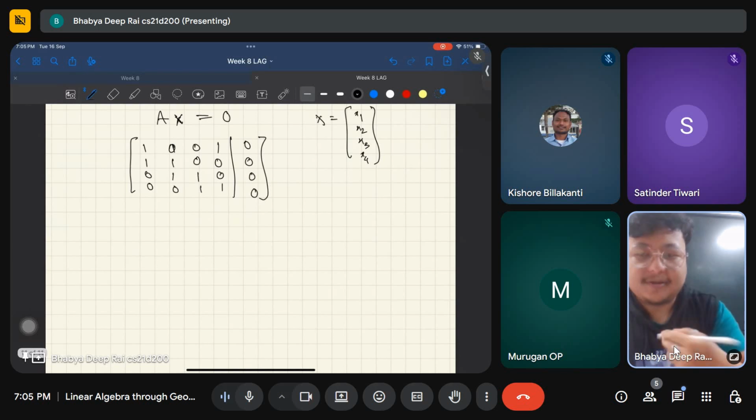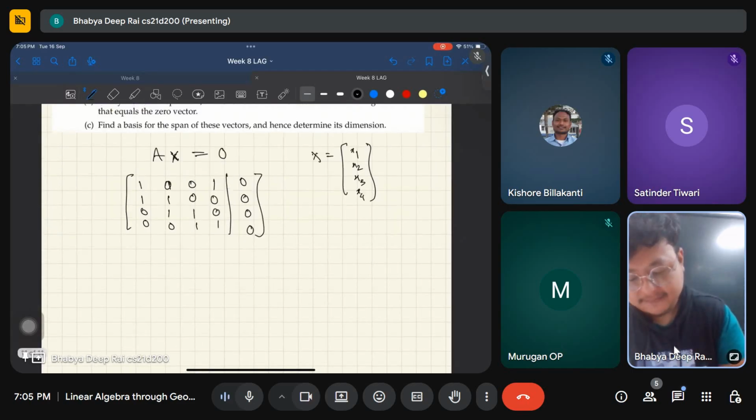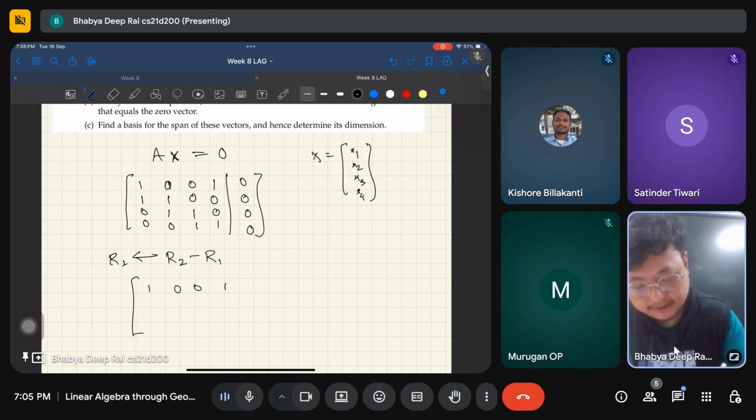Okay, so let's proceed with the Gauss-Jordan elimination. What you want to do is get to reduced row echelon form by using row operations. So what is the first operation? Let's try to remove this one. In R2, I'll do R2 minus R1. R2 minus R1 gives 0, 1, 0, minus 1. Now I have 0, 1, 1, 0, 0, 0, 1.